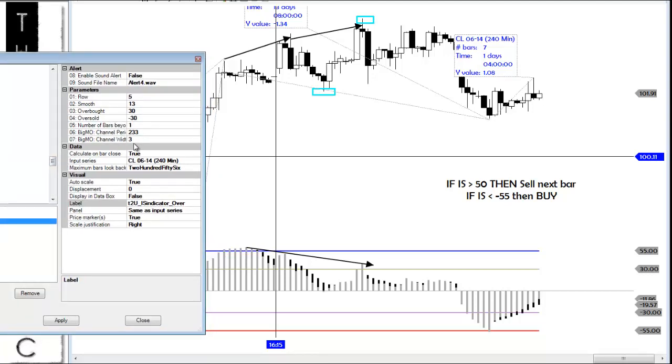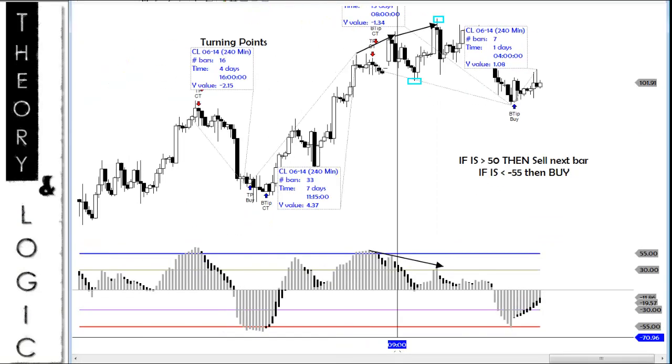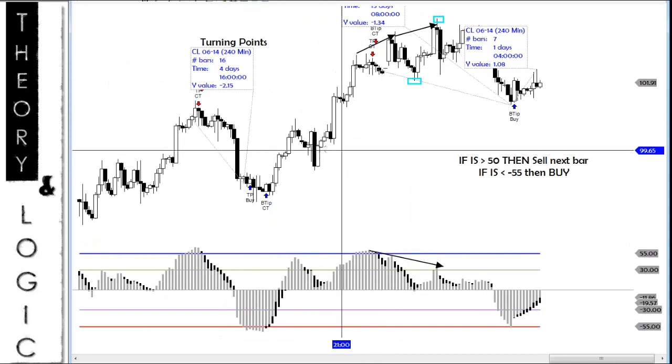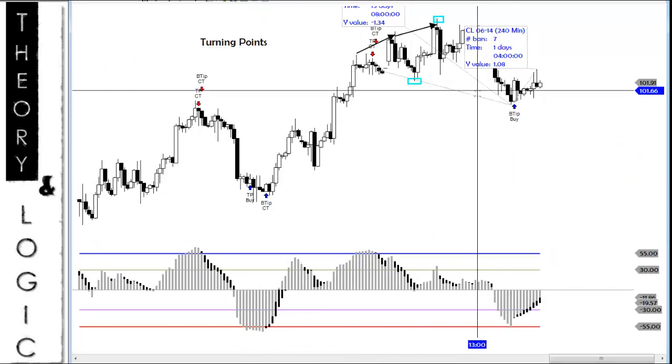We're using the same settings that we used. I'll go to the 55 here. In fact, I'll go 54 so that when we hit 55, it's above. We'll go minus 54 here. Notice that there's a sound alert right here. Left click OK. Now, every time those criteria have been met, let's get rid of this, get rid of this. It's going to identify the turning points for me.